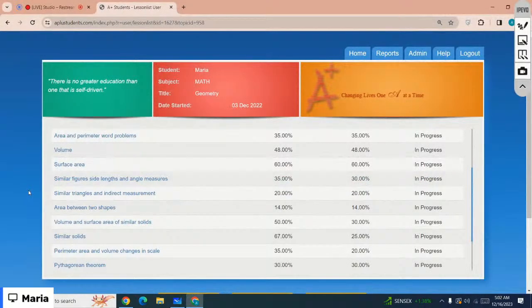So here I am on grade 9. The chapter we're working on is geometry, and here is the lesson similar figures, that is similar figures, sides and angle measures.